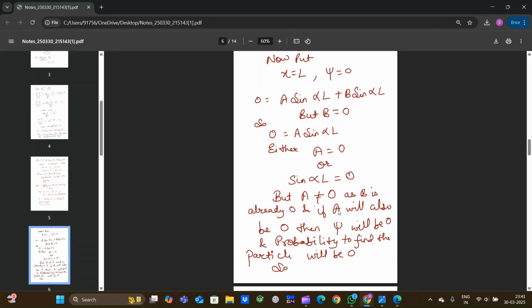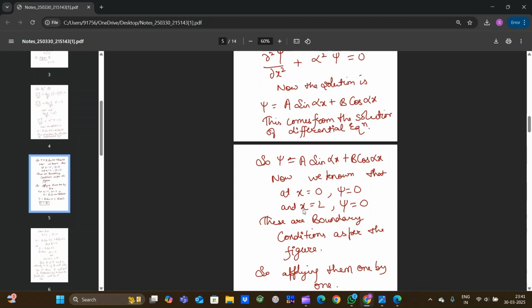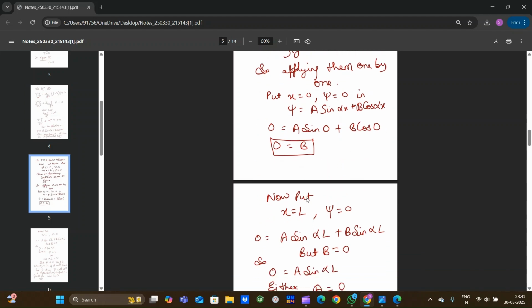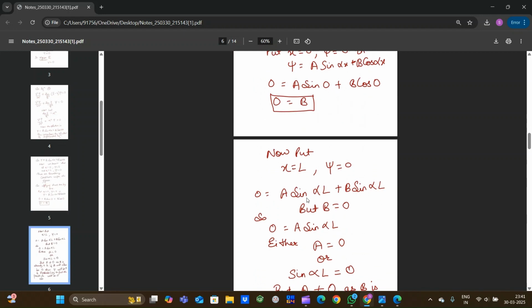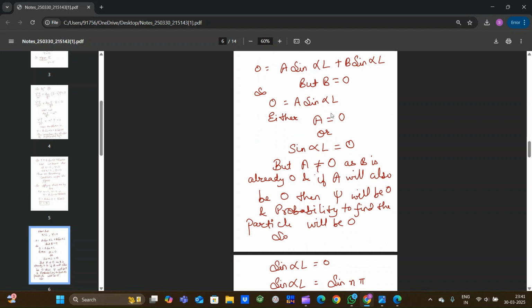But a can't be equal to 0, because if a is also equal to 0, then psi is equal to zero. If a is zero and b is also zero, then psi is equal to zero. So there is no particle existing, like there is no wave function, right? We have considered that the hypothetical particle exists inside the box, so a can't be zero. If a is zero, your wave function will be zero. So a can't be 0, and sin alpha L equals 0.